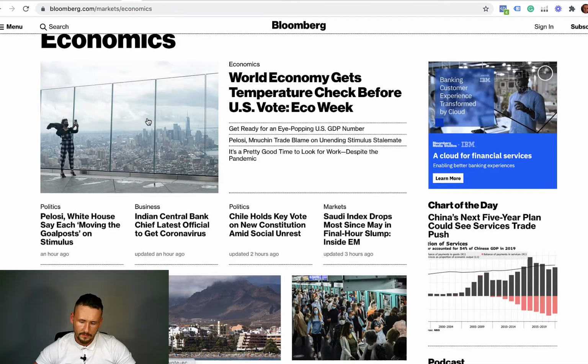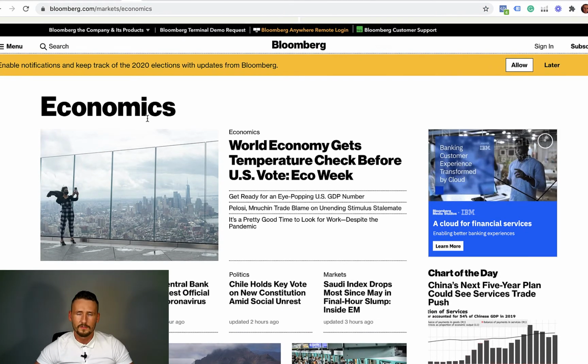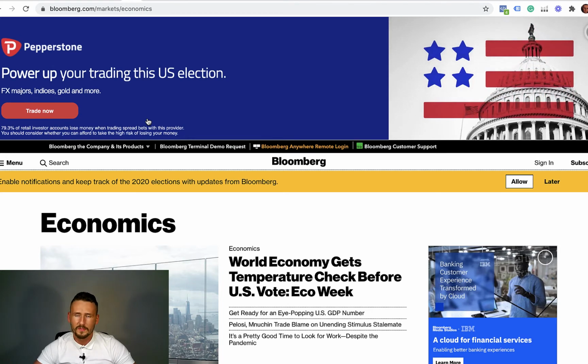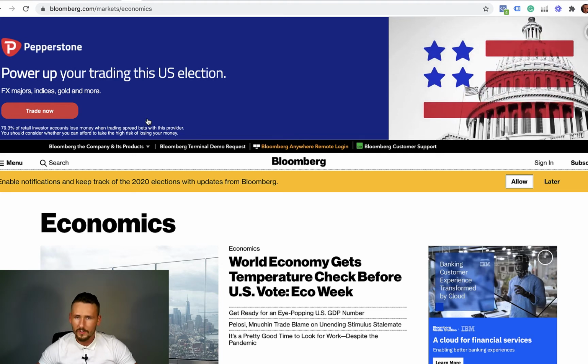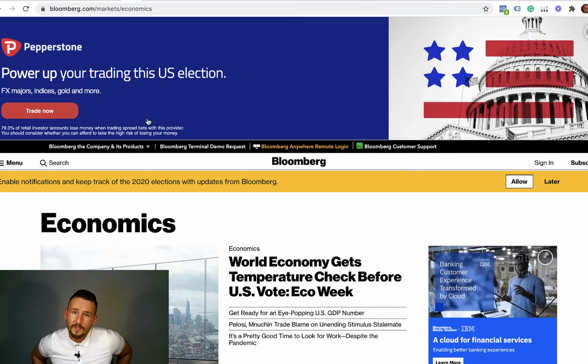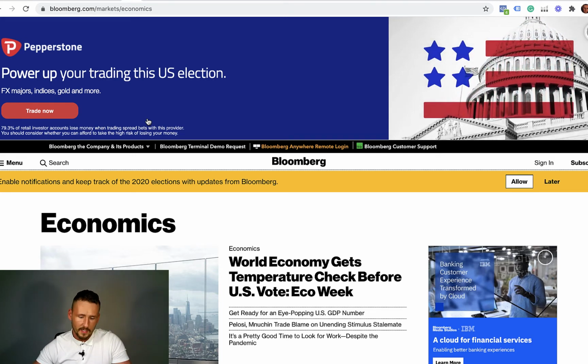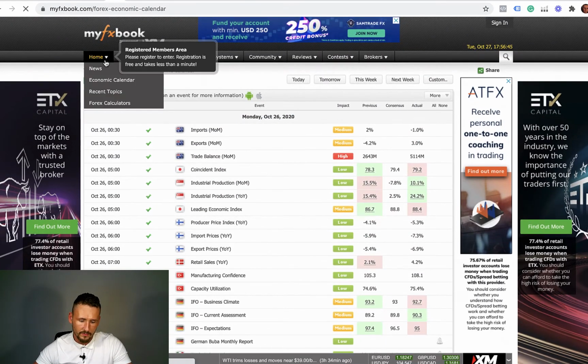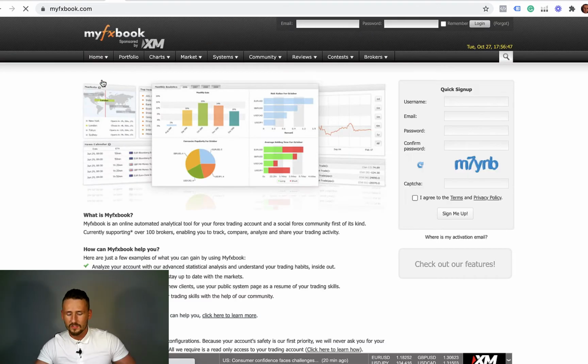So there are a couple of good news sites. We use Bloomberg for the news headlines. It's great for understanding the economics of a particular currency, and you get extremely good news reviews. But for our news, to find out exactly when specific events are occurring, we like to use MyFXBook. Go into the economic calendar, you go home, economic calendar. It's extremely valuable in terms of the information that it gives you.